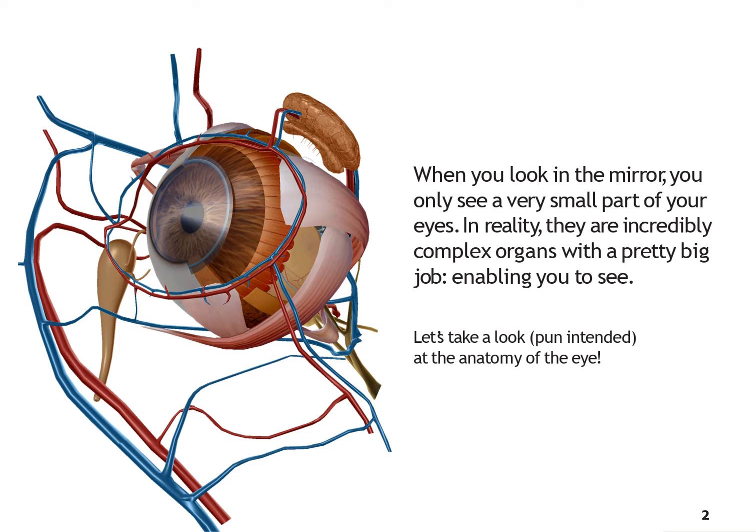Now, just like the last lecture that we had on the air, we will be looking at the Visible Body, the Human Anatomy Eye Book. So when you look in the mirror, you only see a very small part of your eyes, but in reality, they are incredibly complex organs with a pretty big job, enabling you to see. Let's take a look, pun intended, at the anatomy of the eye.